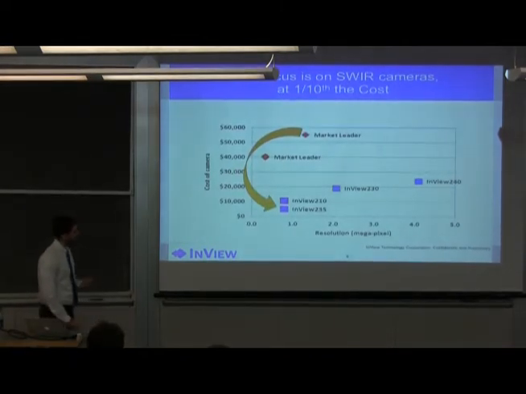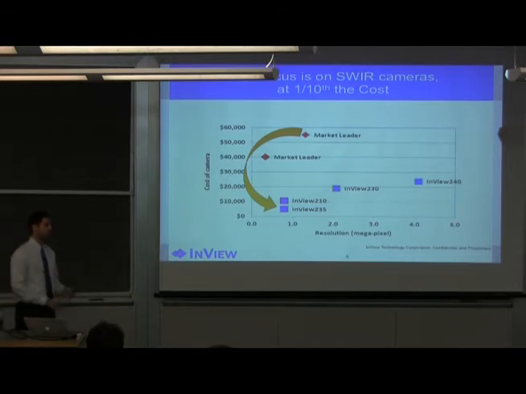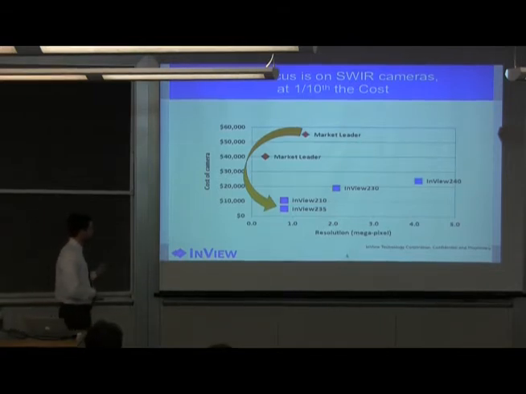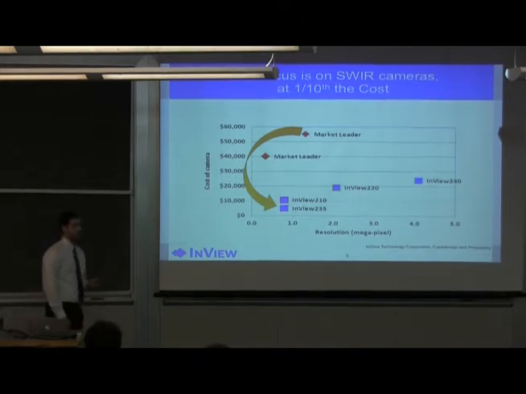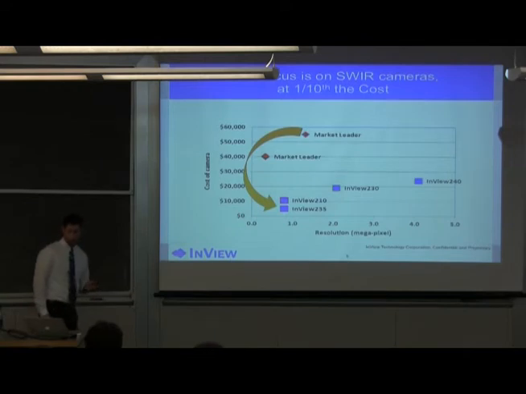The advantage of the single pixel architecture is that because we can get down to one detector, we don't need large arrays of these indium gallium arsenide detectors. We can manufacture cameras that are much less expensive than conventional cameras that are already available in the market. InView's product line is looking to be about an order of magnitude cheaper than anything else that's currently available on the market.